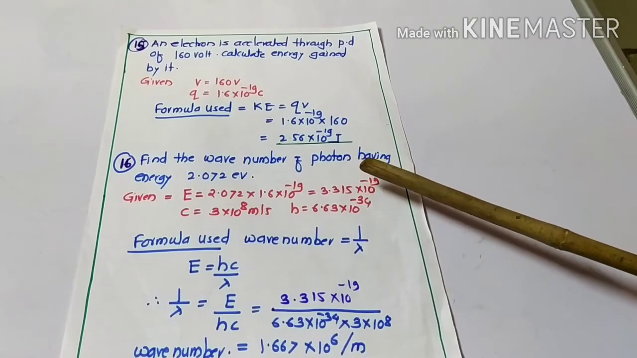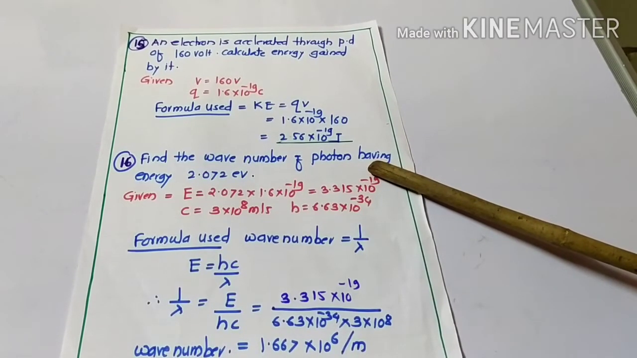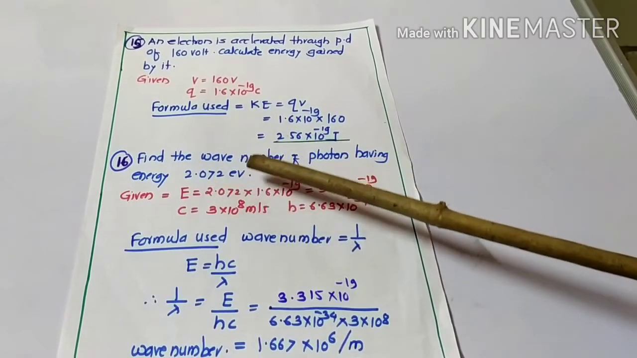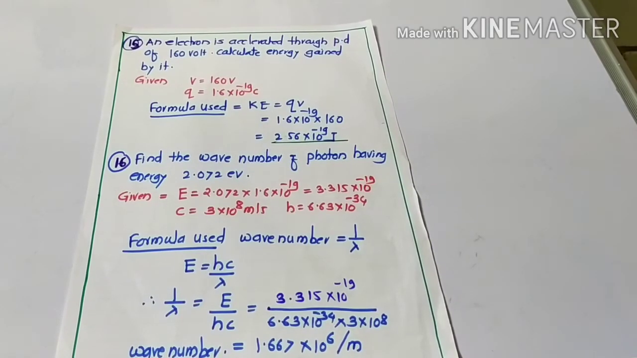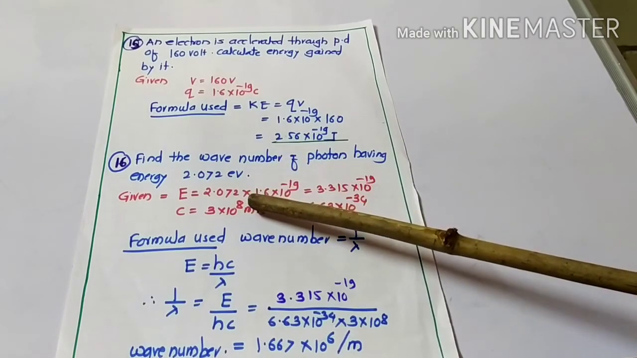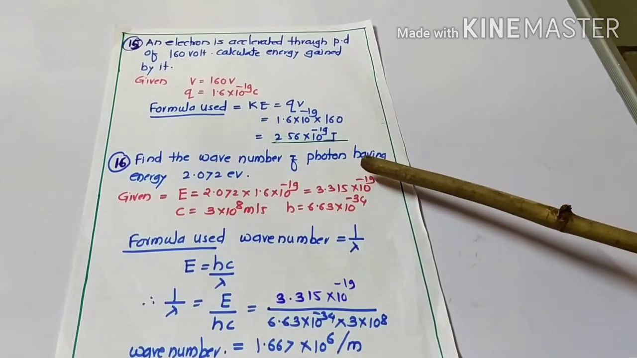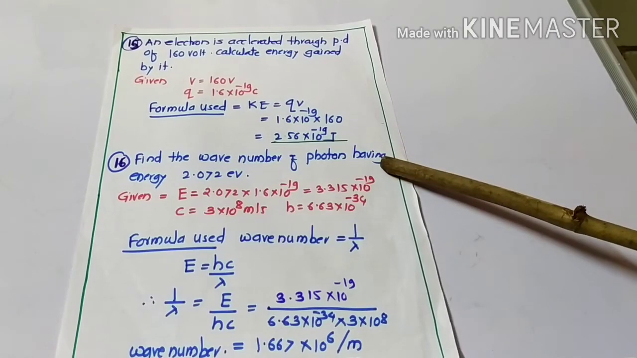Then find the 16th problem. Find the wave number of a photon having energy 2.072 electron volt. Then energy is given by 2.072 into 1.6 into 10 raised to minus 19. After multiplication we get 3.315 into 10 raised to minus 19.